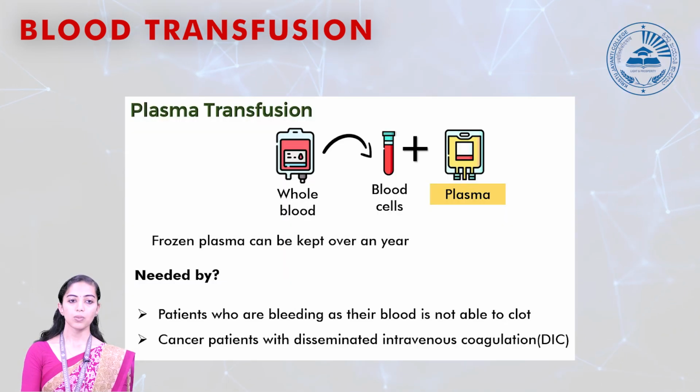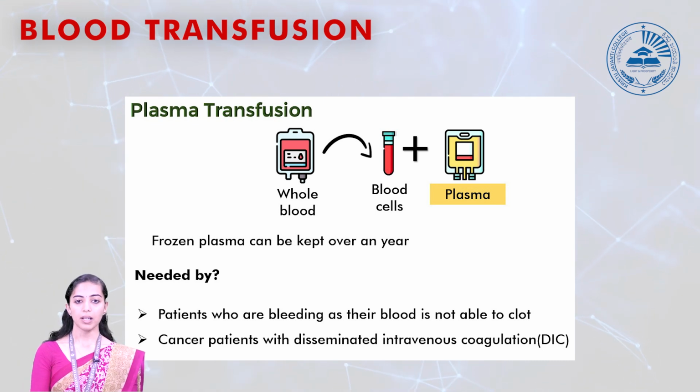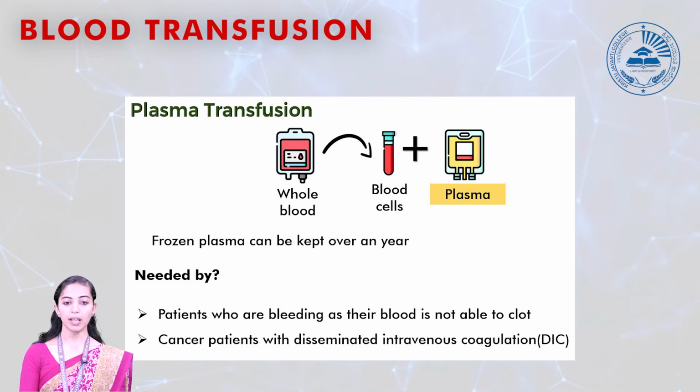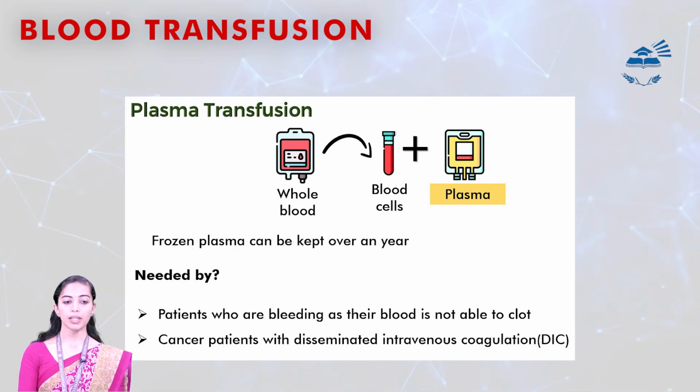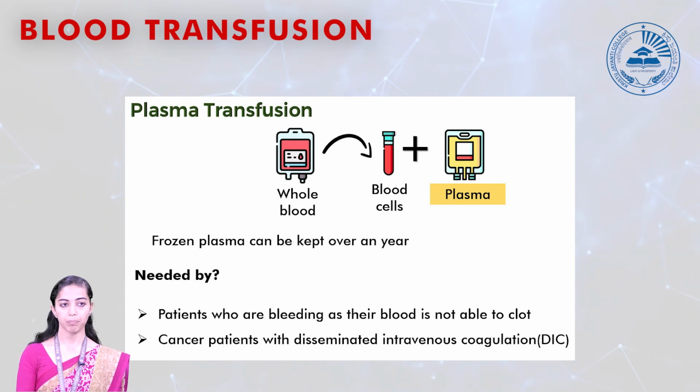Plasma transfusion is where you take the whole blood, divide it into blood cells and plasma, and the plasma is taken and kept in a frozen condition. It is needed by patients who are bleeding as their blood is not able to clot, and cancer patients with disseminated intravascular coagulation or DIC.